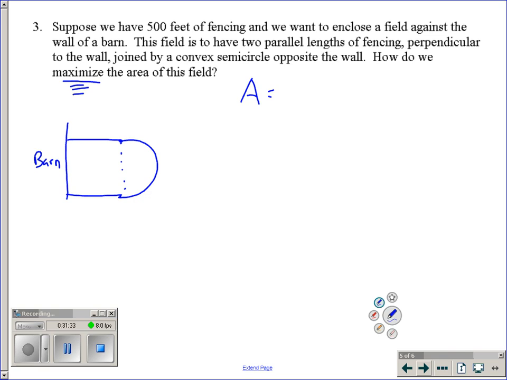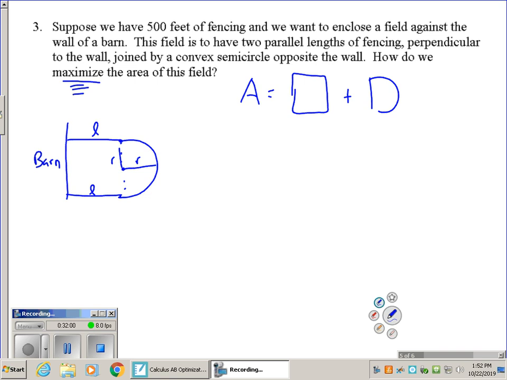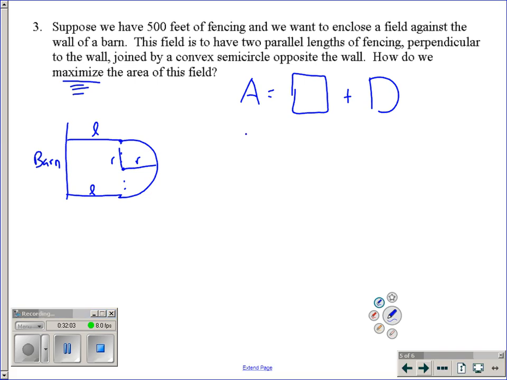We'll just call this L for length. And if we have a semicircle, we can think of this as the radius. So then our 2 areas would just be the area of the rectangle plus the area of my semicircle. The equation I'm using: area is equal to the area of the barn, which is just length times width, and then the area of the semicircle, which in its basic form is just 1/2 pi r squared.